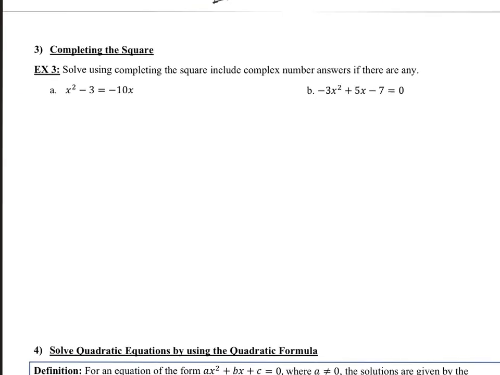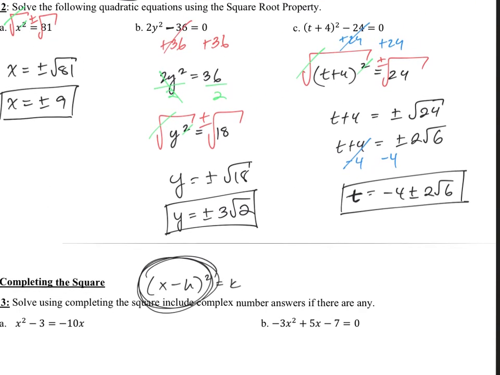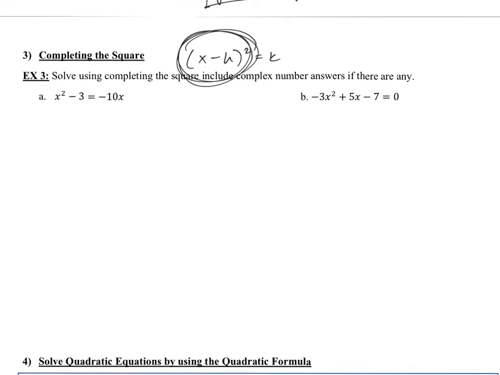Now let's take a look at one other method. This is called completing the square. And basically what it does is you're going to create a perfect square trinomial. So some value squared. And then use the square root property to solve. Okay, so the goal is to get it into the perfect form, which we saw on the last one here. And then solve.